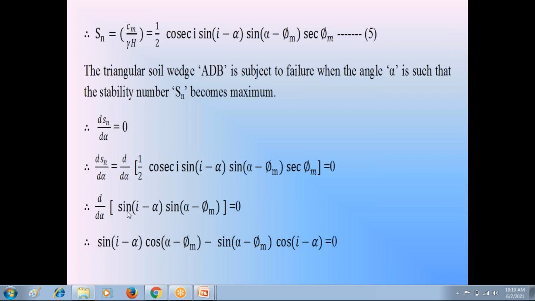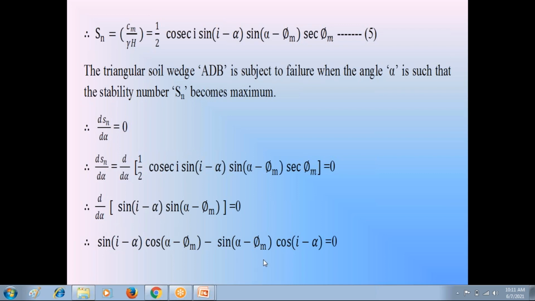That is the first term. This is v into du by dx. So it is sin(I minus alpha) into d by d alpha of sin(alpha minus phi m), that is cos(alpha minus phi m). Then actually here we have plus sin(alpha minus phi m) into d by d alpha of sin(I minus alpha). Actually here we have plus, but I will tell you why this is minus. What is d by d alpha of sin(I minus alpha)?